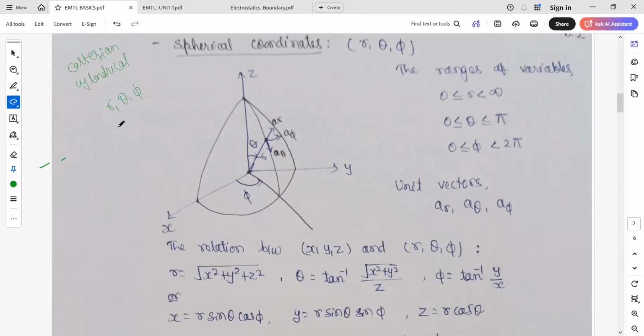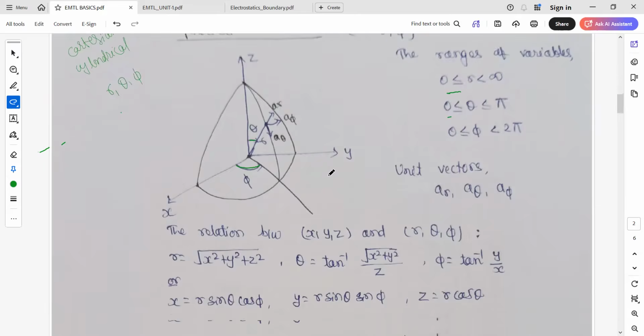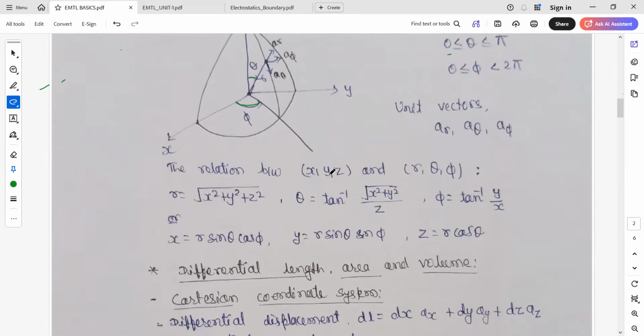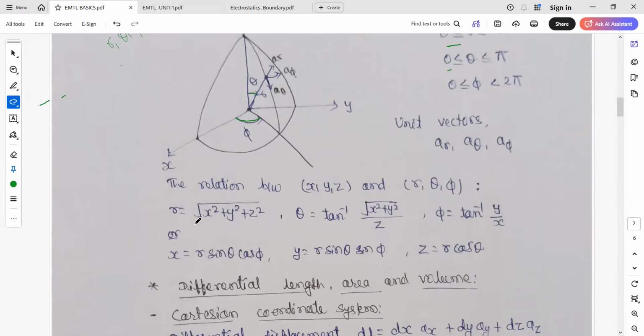So r is going to change from 0 to infinity, theta is going to change from 0 to pi, and phi is going to change from 0 to 2 pi. You can see here this is the phi and this is the theta, and this is the r. So r can be 0 to infinity. And here we have the relation between how we can write Cartesian coordinates in the spherical coordinate system or spherical coordinates in the Cartesian coordinate system. So r equals root under x square plus y square plus z square. Similarly, theta equals tan inverse of root under x square plus y square by z, and phi equals tan inverse y by x.